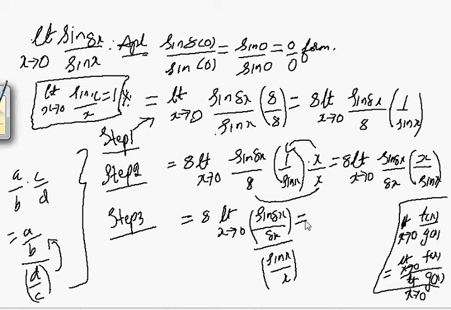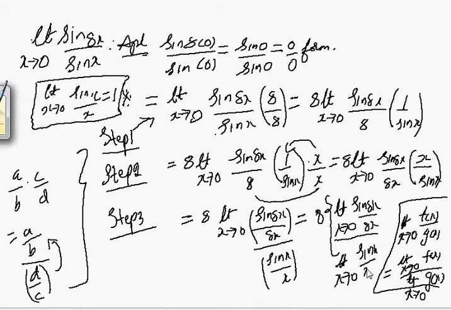So this can be written as 8 times limit x tending to 0 of sine 8x over 8x divided by limit x tending to 0 of sine x divided by x. Now this is 1, this is 1, so we have a quantity something like this, 8 times 1 divided by 1. 1 can be cancelled, giving you a solution as 8. So this is a beautiful problem.